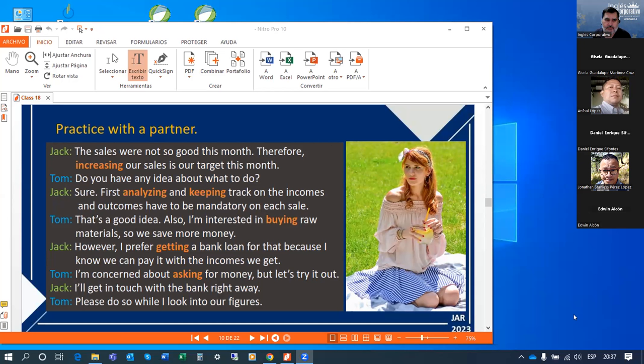Okay. The sales were not so good this month. Therefore, increasing our sales is our target this month. Do you have any idea about what to do? Sure. First, analyzing and keeping track on the incomes and outcomes have to be mandatory on each sale.